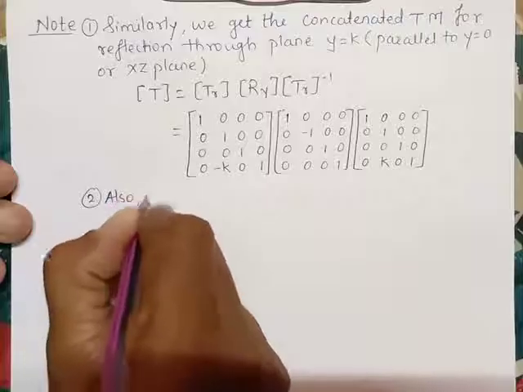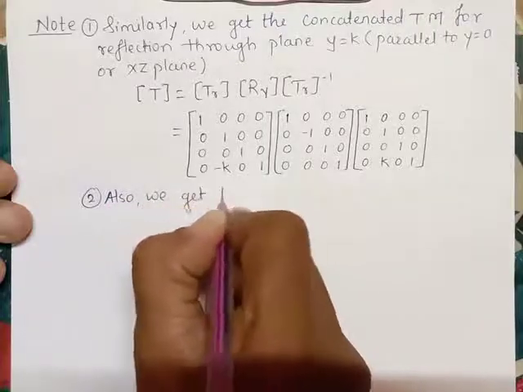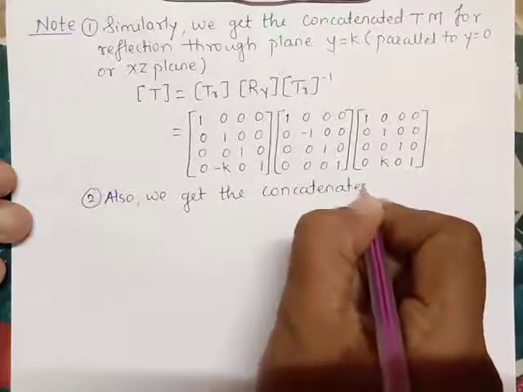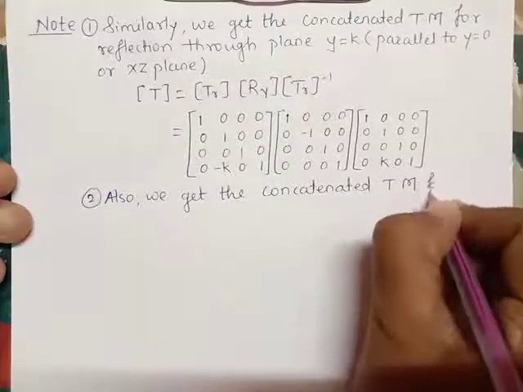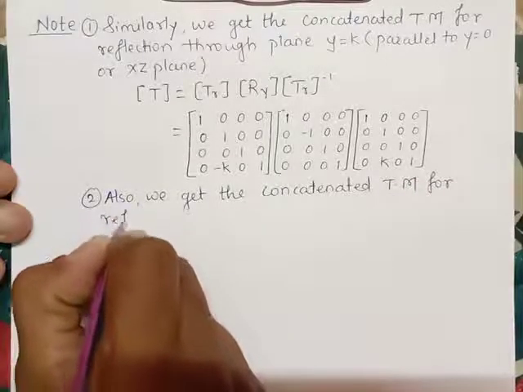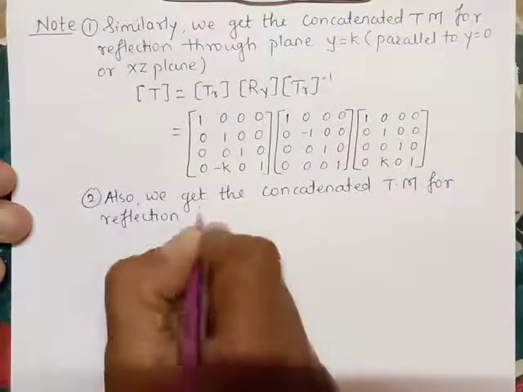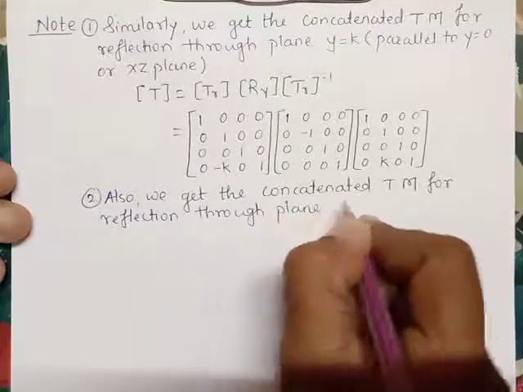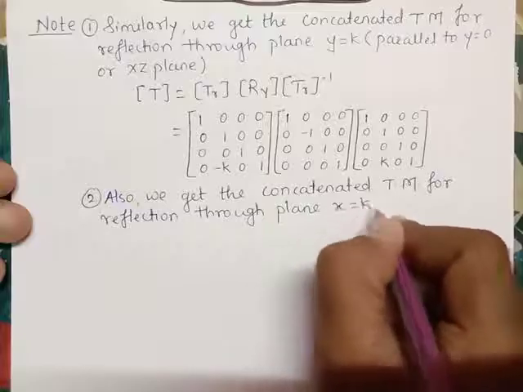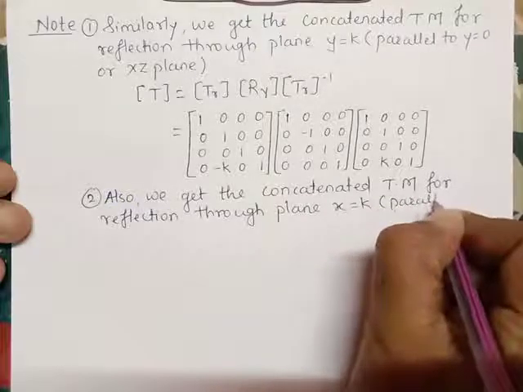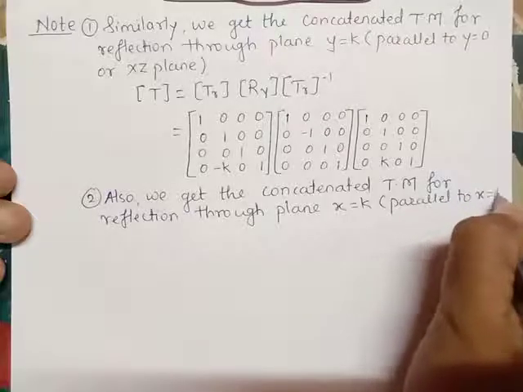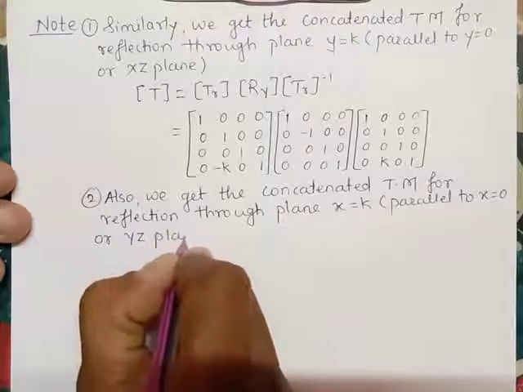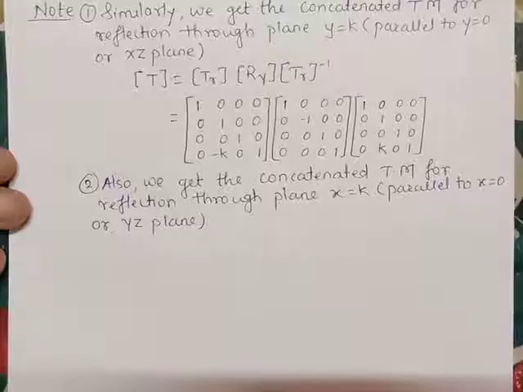Also, we get the concatenated transformation matrix for reflection through plane x equal to k, that is parallel to x equal to 0 or yz plane. Parallel to x equal to 0 or yz plane.